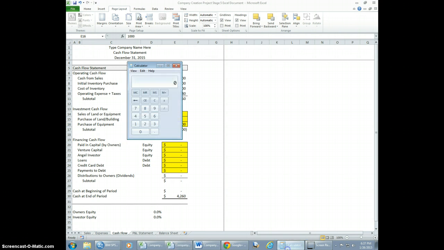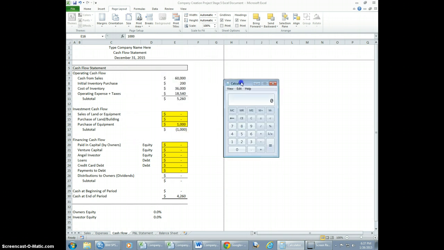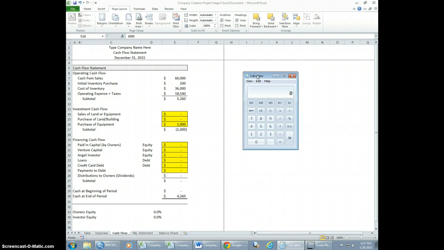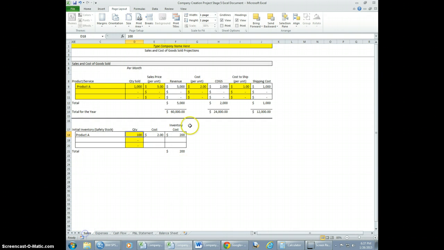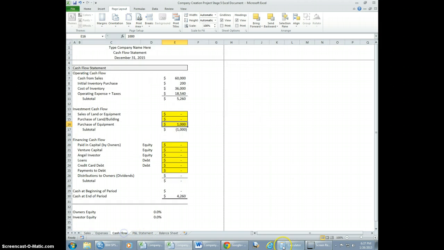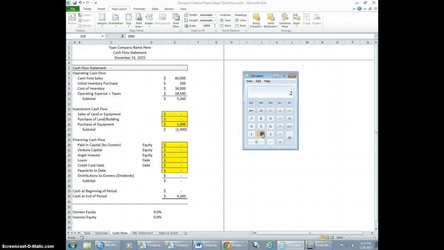So I'm actually going to pull up a calculator right here so you can see these calculations. So the initial inventory cost, if you remember, back on this sales sheet was that $200. So we'll go back to the cash flow, pull the calculator up. So we've got $200 right here. So you want to factor that in.